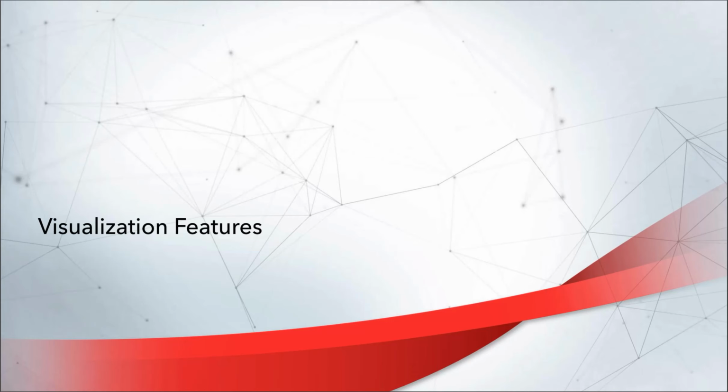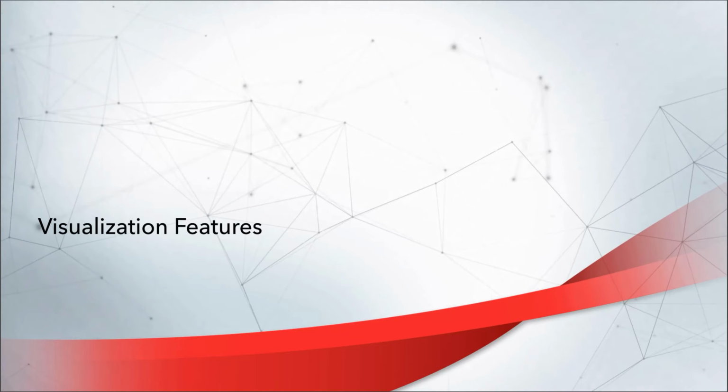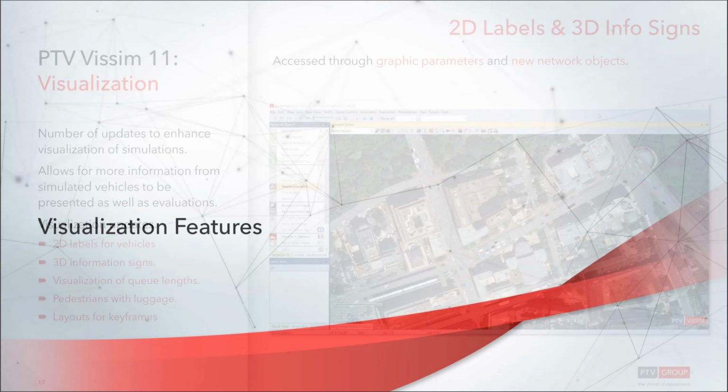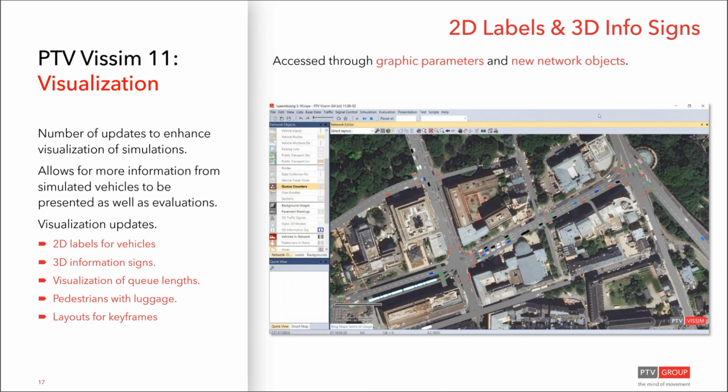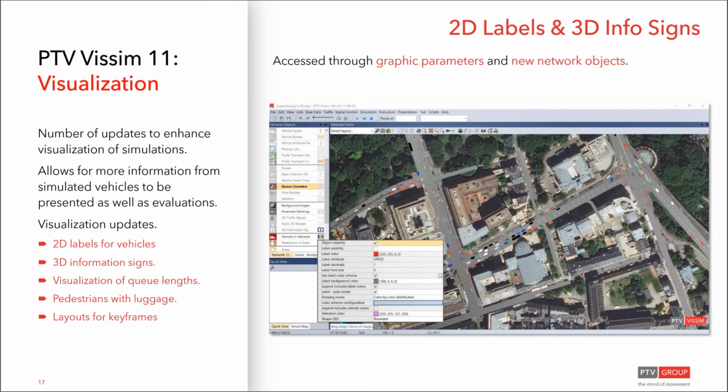Okay. The next few features that I'd like to run through focus on visualization and visualization enhancements that we've recently brought into the software. The first one that I'd like to discuss is the ability now to add 2D labels for vehicles. So here we have a simulation running, and when we go to our graphic parameters of vehicles, we can see that we add a label visibility.